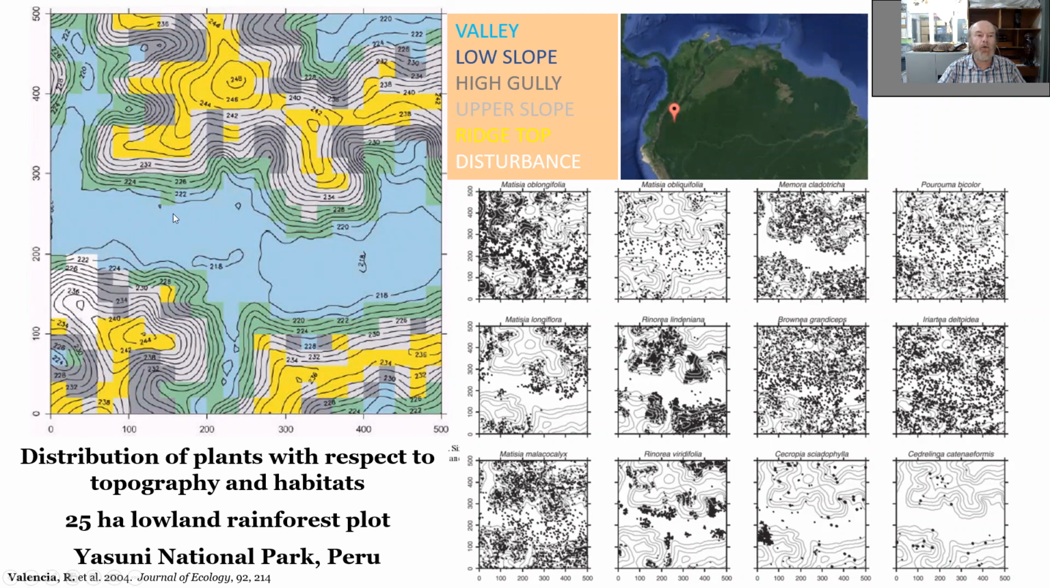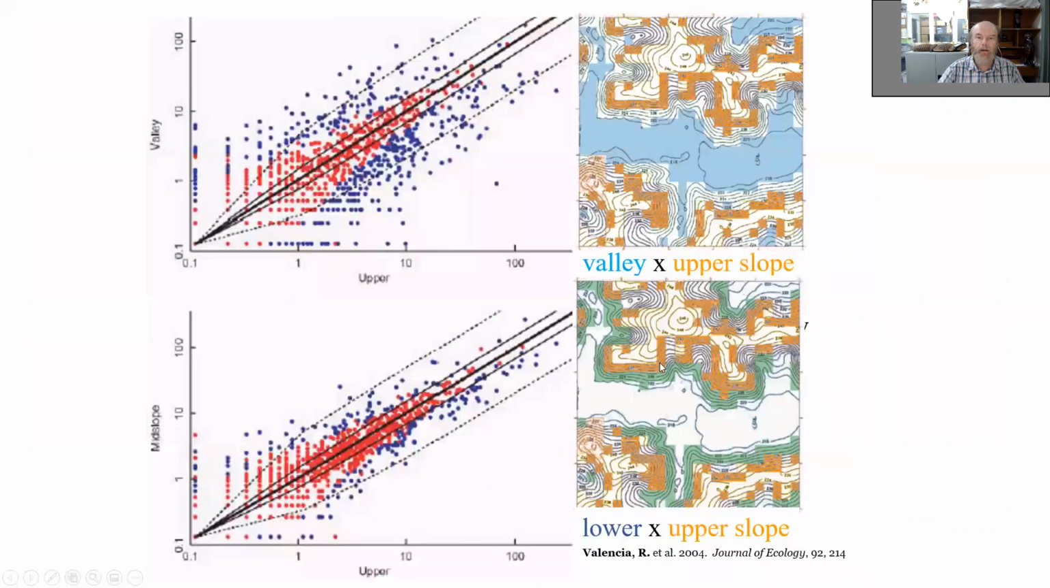So there is a valley in blue, and then there are hills, and they were divided into these different sections, from the ridge top in yellow to some different types of slopes. And these are distribution of several species, just to show different types of distribution. So you can see that, for instance, this species is extremely shy of the valley. It will simply not grow there, although it's extremely dense on the hills. This tree doesn't care about anything regarding topography, and so on and so on.